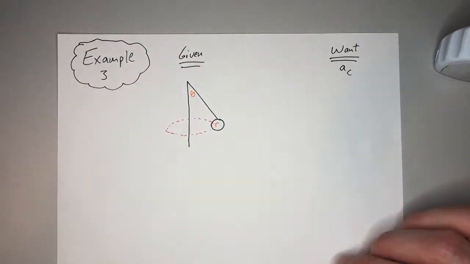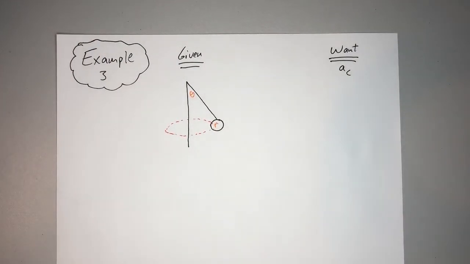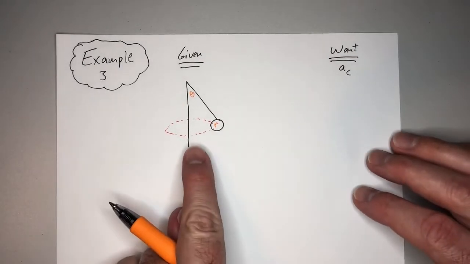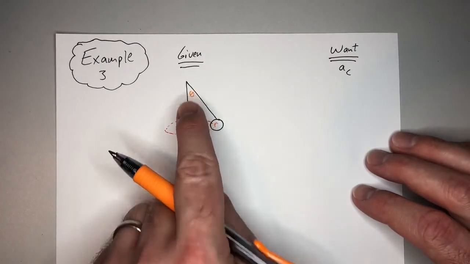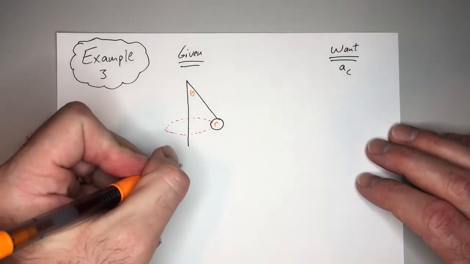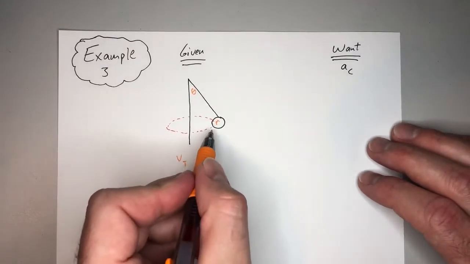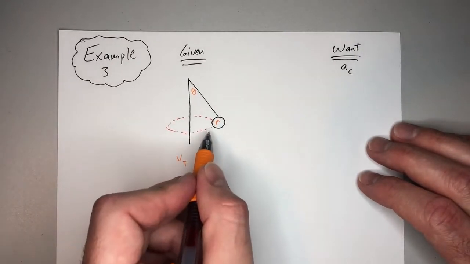Okay, so given this situation, let's call this mass M. Let's call that theta right there. Let's solve for a_c, centripetal acceleration. I'm not going to tell you a lot of things; I'll tell them to you as we go. We have a mass, we have a theta, and some velocity v, let's say some kind of v_t. They don't tell you what it is. They might say constant speed around the arc right here.